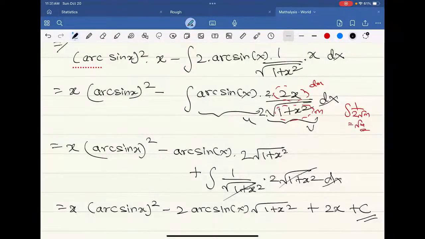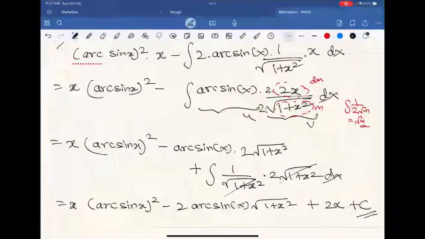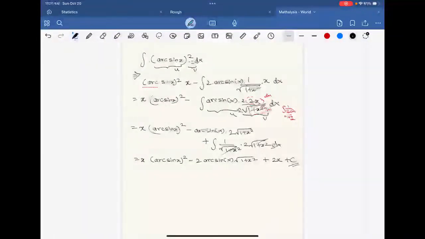Let us see if this is correct or not. Did I do any sign error? Oh yeah, I think I did, I don't know, wait.